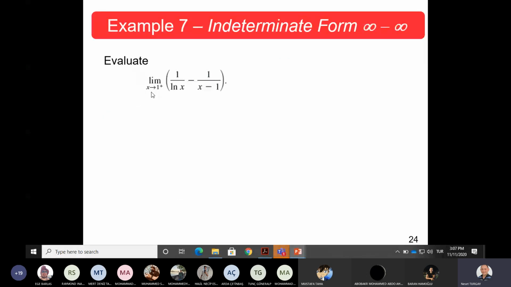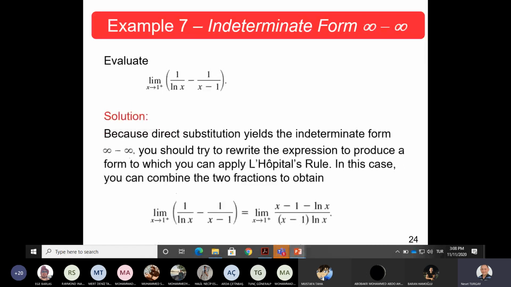Okay, now look. If you do this question, what will happen? ln 1 was what? 0. Yes, you are correct. So you have an infinity minus infinity indeterminate form.